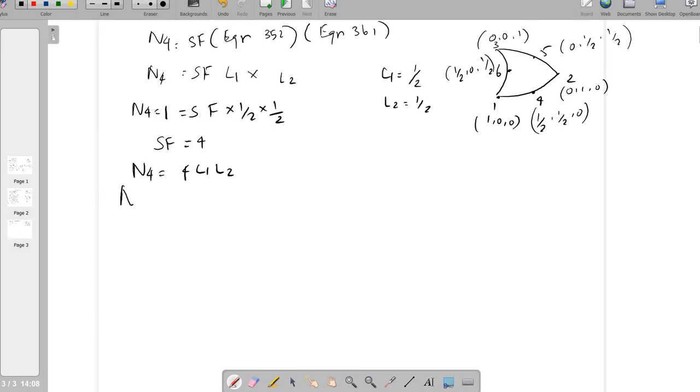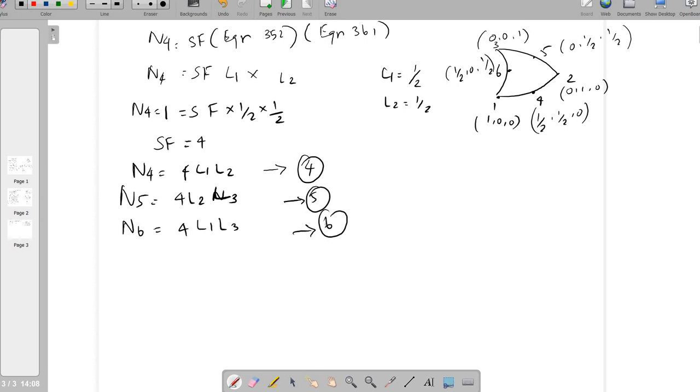Similarly, N5 is influenced by L2 and L3, so it is 4 L2 L3. N6 is influenced by L1 and L3, so it is 4 L1 L3. So these are the remaining shape functions N4, N5 and N6.